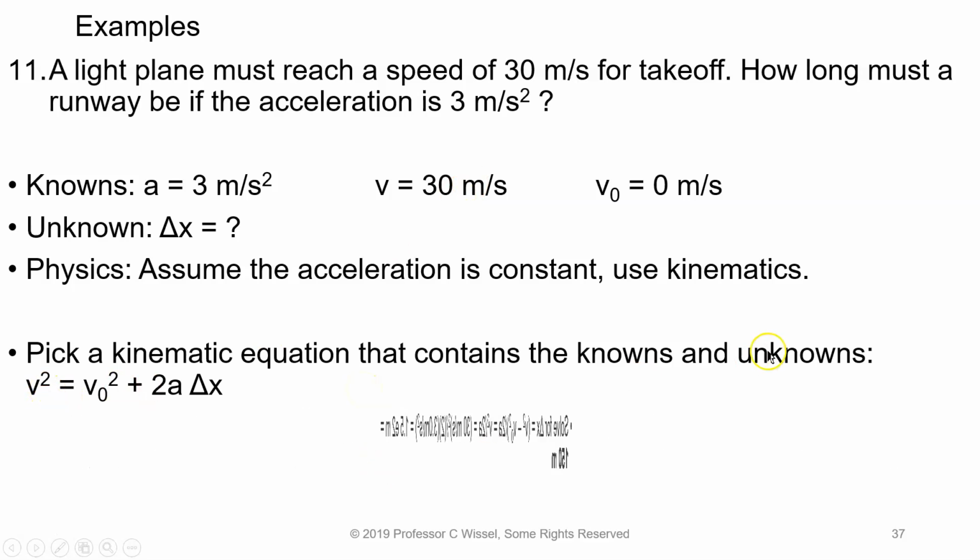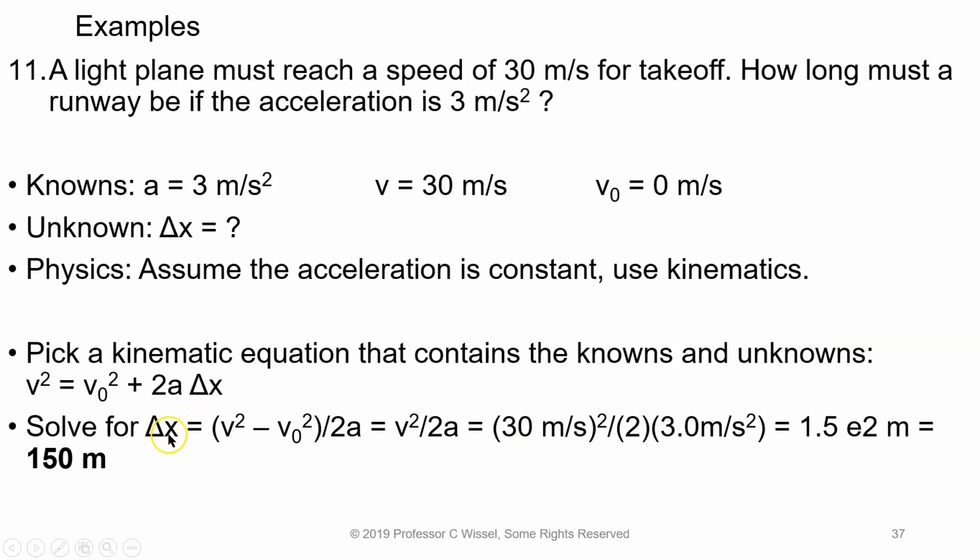We have to rewrite this. Solve it for delta x. Delta x equals (V squared minus V naught squared) divided by 2a. And of course, one of these is 0. V naught is 0, so it drops out. So it just becomes V squared over 2a.